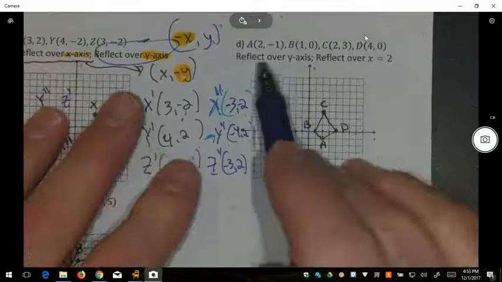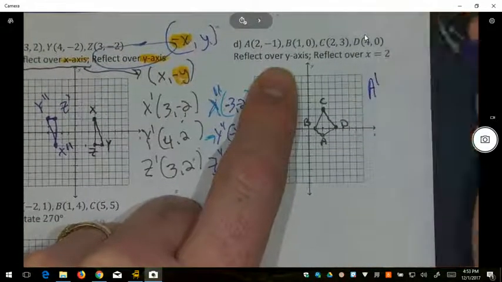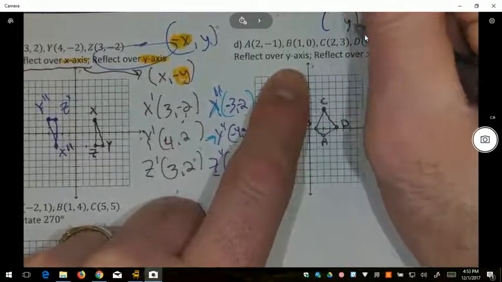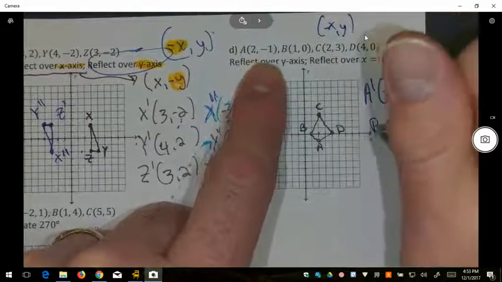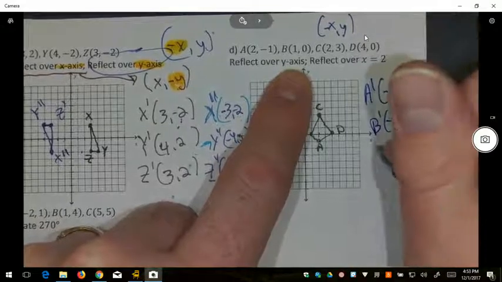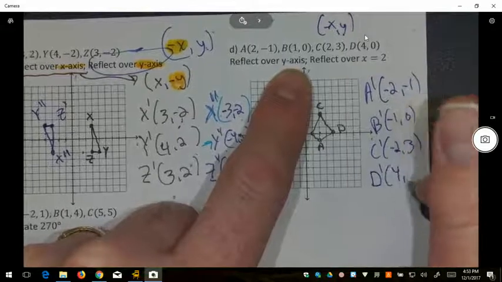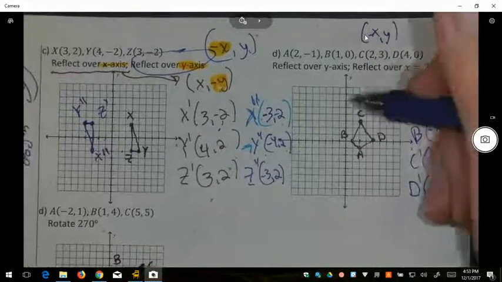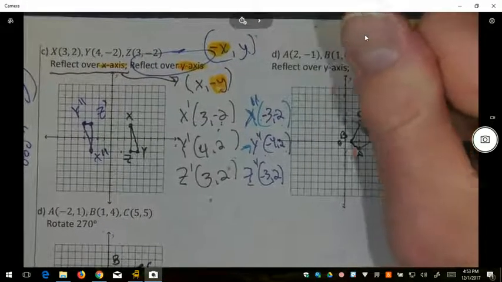Next, it's going to be a little bit different because they have y over the y-axis. So I can get my initial image by reflecting over the y-axis, which means I keep the y the same and change the sign on the x. So A prime would be -2, -1. B prime would be -1, 0. C prime would be -2, 3. And D prime would be -4, 0. I'm going to plot those. It saved me from having to reflect across the y-axis, although it's actually pretty easy.